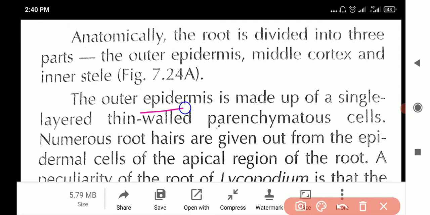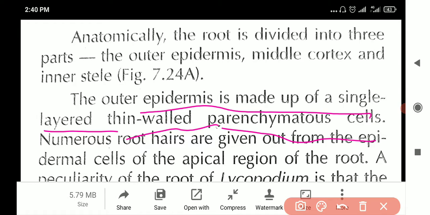The outer epidermis is made up of a single layer of cells that are thin walled and parenchymatous. So most of the cells are parenchymatous. Only those thick layered cells are sclerenchymatous cells. Now, when you were in school, you learned, right?